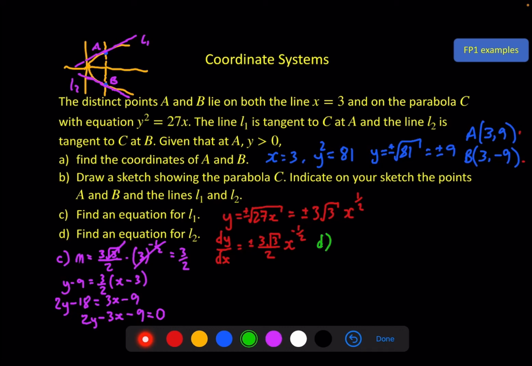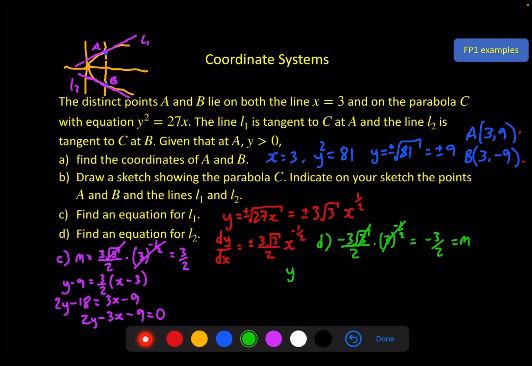Okay, last part is the equation of L2. Now this is still a tangent. L2 is still a tangent, but it's the negative tangent down here at point B, so I need to take the negative version of this. So it's negative 3 root 3 over 2 times the x coordinate at B, which is 3, to the minus a half. So again, the square roots cancel out, and we have minus 3 over 2, which is the m for our line. Put that into the straight line equation.